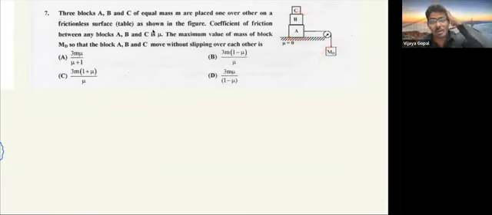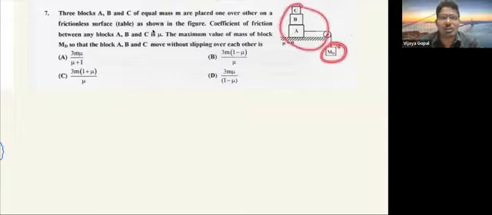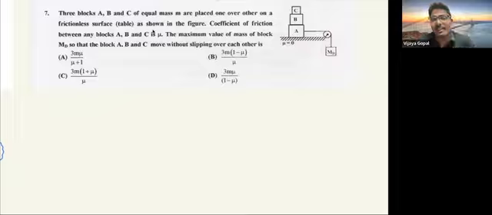That's fine. But now we need to find what should be the maximum mass so that no blocks will slide. First of all, you need to understand where the sliding can take place. Obviously, first here the sliding will take place. To get the maximum mass, we need to find the maximum acceleration with which the system can go without sliding. For that, you need to check where the first slipping will occur.